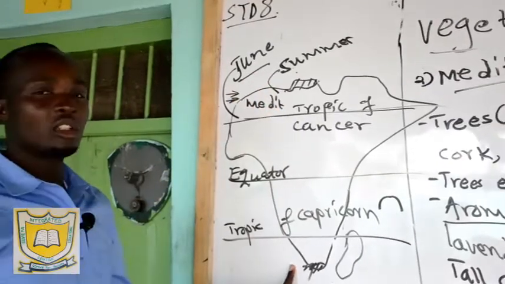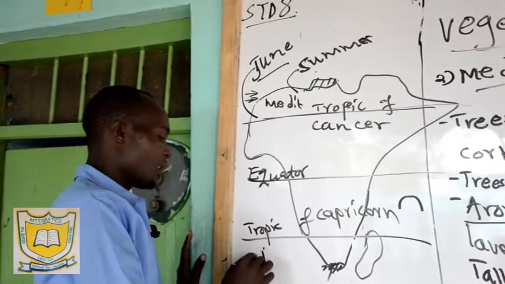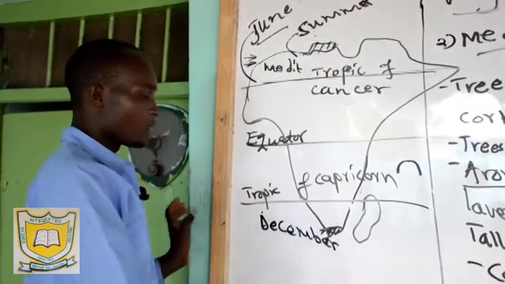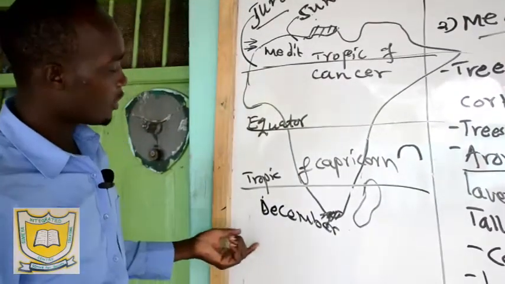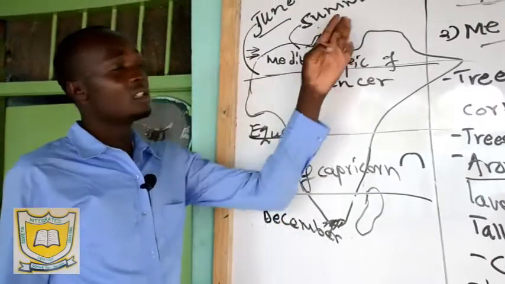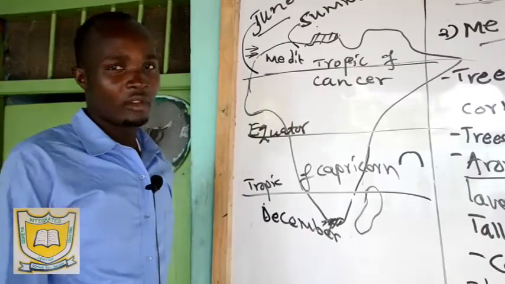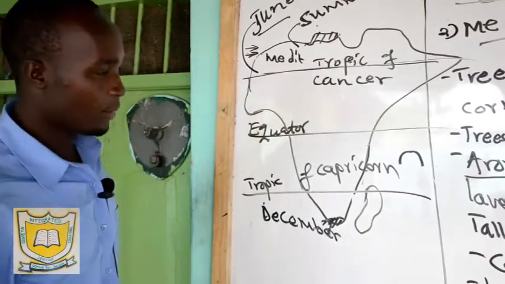The same with this region. The sun is overhead here in the month of December. So in December, when you go to South Africa, Cape Province, it is very dry. Why? Because this region is experiencing the summer season. So the trees have long tap roots to tap water from underground.